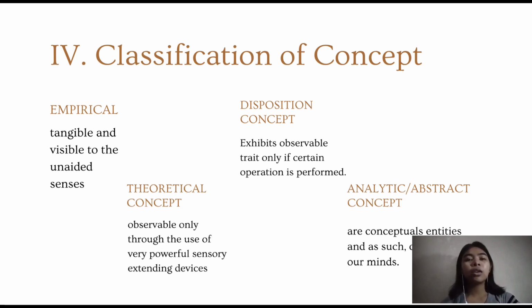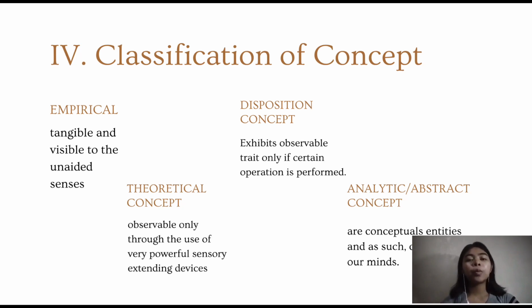The next one is the theoretical concept. So, these entities cannot be readily observed to exist in space and time using our unaided senses, and are only observable through the use of very powerful extending sensory devices like electron microscopes. This is necessary for a scientific theory to be functional and to generate research. For instance, we're using radio telescopes for the macro-universe and microscopes for the micro-universe.